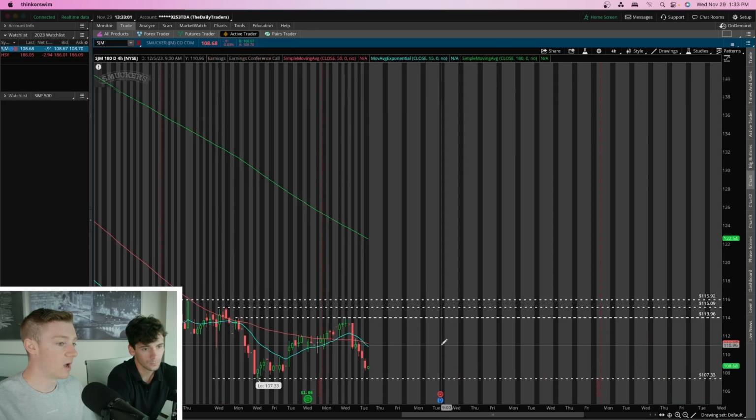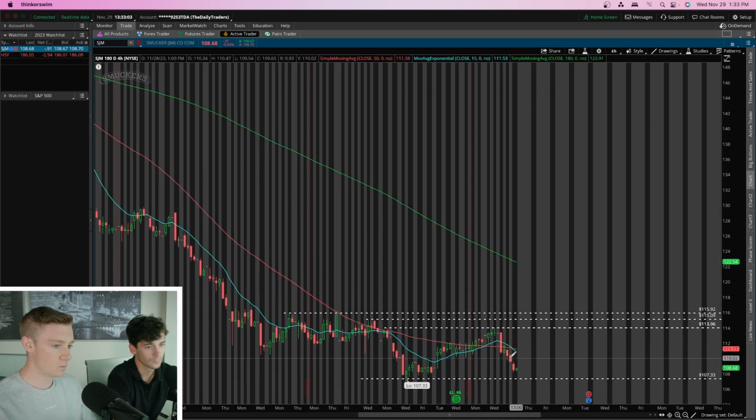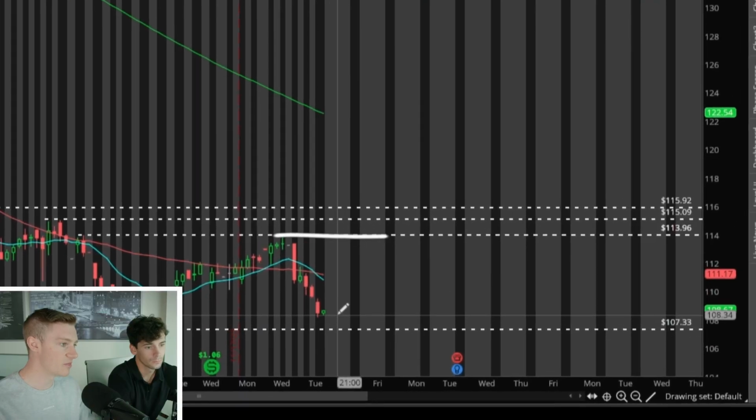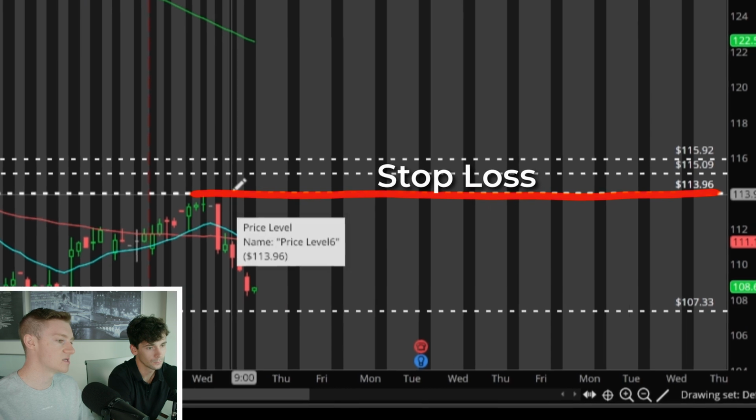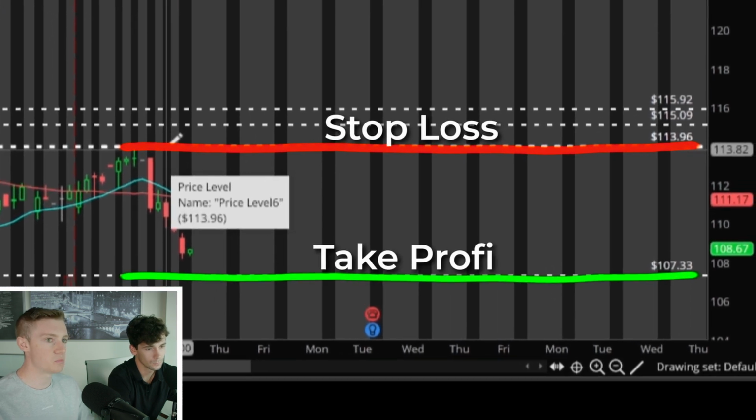At this point, you've already been able to gauge whether this trade is going to be worth taking or not. But for the purpose of this video and you learning how to actually simulate out the position, we'll still set this trade plan. So for the example, let's say 113.96 is going to be your stop loss. 107.33 is going to be your take profit.